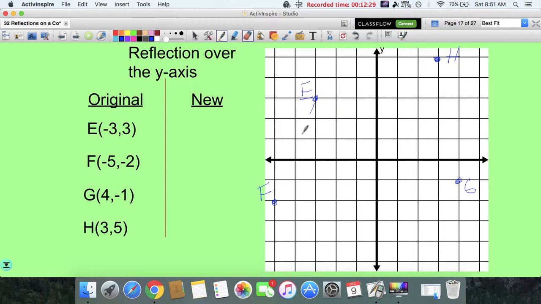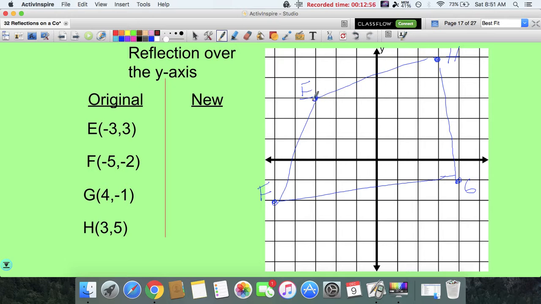Let's connect. We get a quadrilateral. Okay, it's not a trapezoid, just something that's 4 sides. And this quadrilateral is going to be reflected over the y-axis, which means we're going to jump left to right. So E, for example, we're going to go from left to right. H is going to go from right to left. G is going to go from right to left. And E is going to go from left to right. So you've got to make sure you cross this line in the middle, the y-axis.